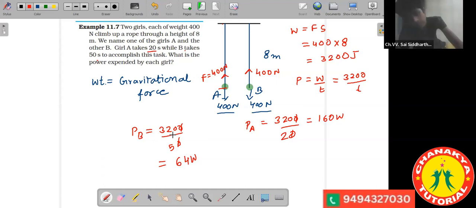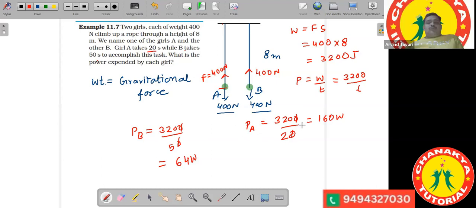Girl A uses more power, that is 160 watt. And girl B uses less power, that is only 64 watt. Now, whatever we have done by using the concept of work, the same thing we can also find out by using the concept of energy.